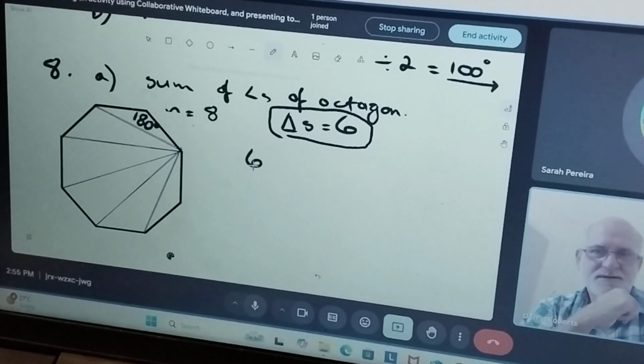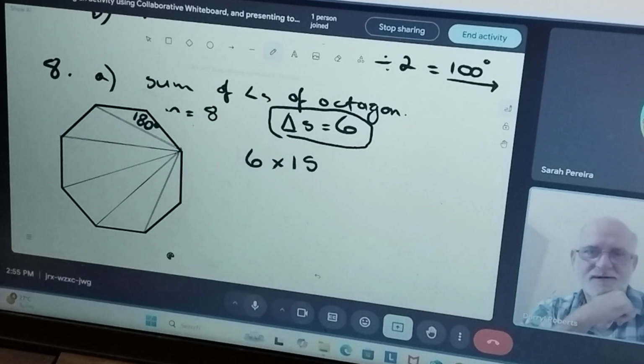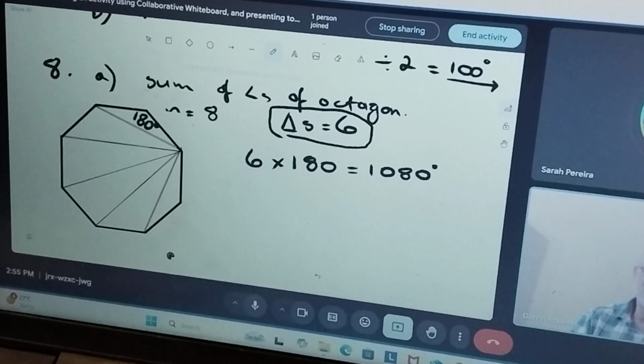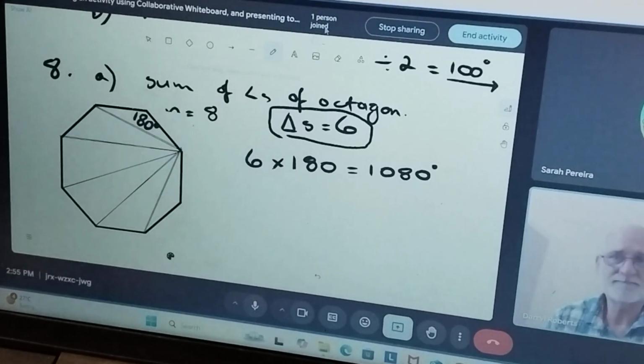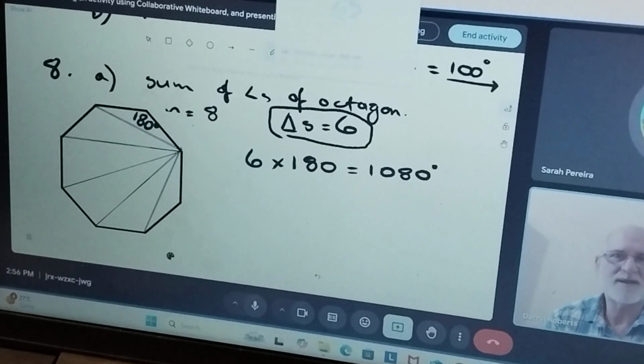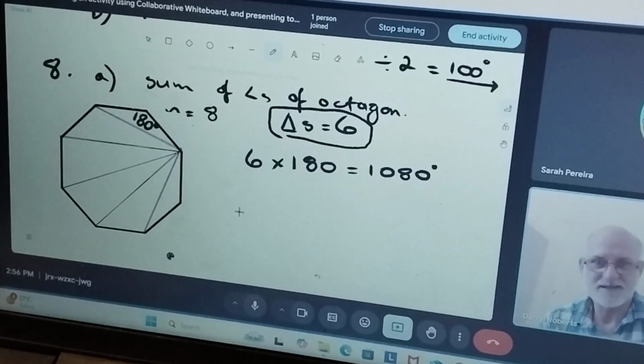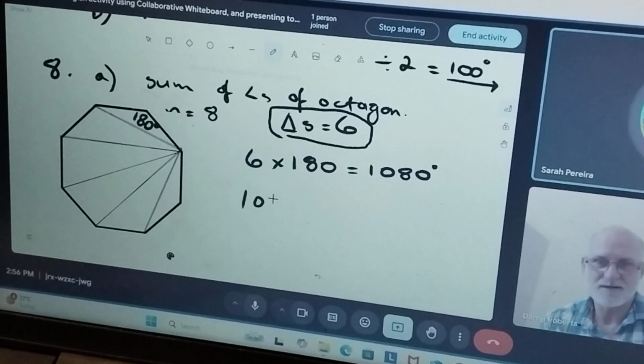Okay, hold on. 1,080. That's it. That would be the sum of all the angles of the inside of an octagon. Okay, you happy with that? Done. Okay, while you're copying that down, I'm going to go. Oh, do you want to divide that now by 8 to get each angle? Let's do that. 135.